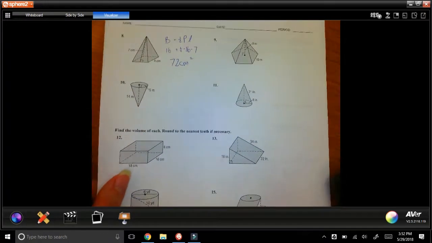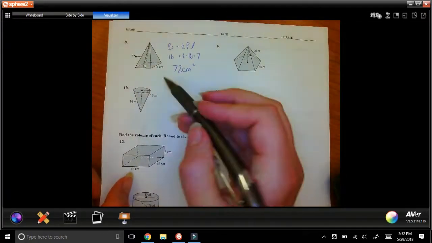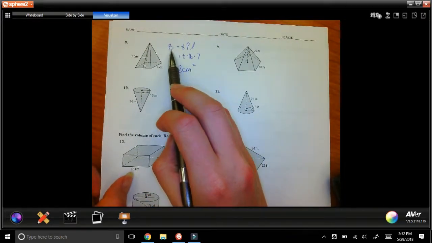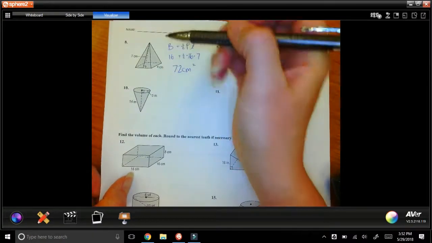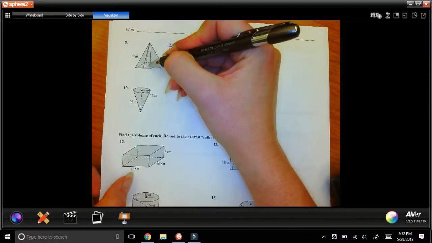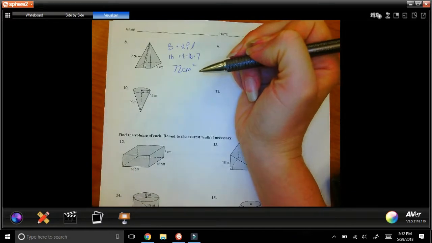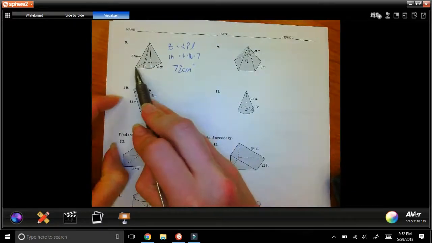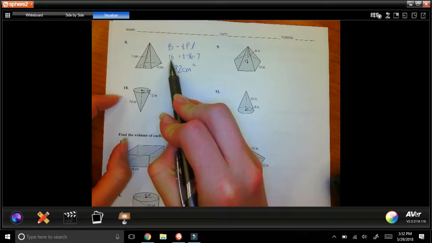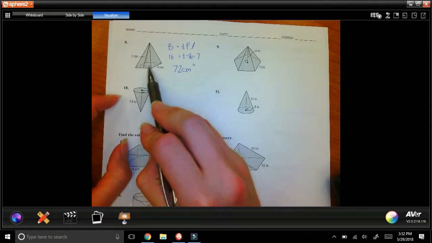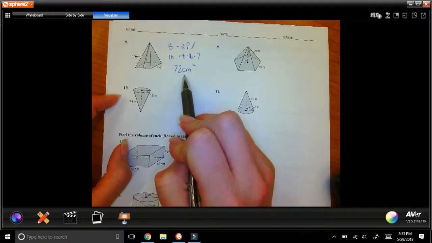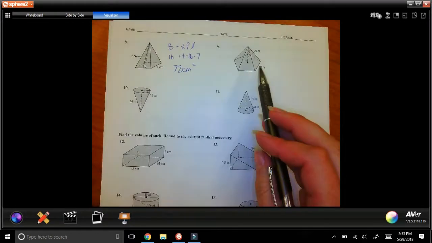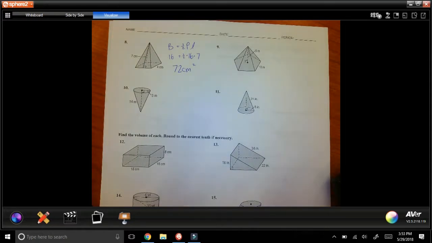Okay, I had already done number 8, so I'll just kind of talk through that. The surface area is area of the base plus half the perimeter times the slant height. They give us the slant height here. If they didn't, it would be drawn into like that middle point. The area of the base is the area of the square, so that's 4 by 4, which is 16. Perimeter of the base is 4 times 4 again. It's just a coincidence that those are the same. So 72 square centimeters.